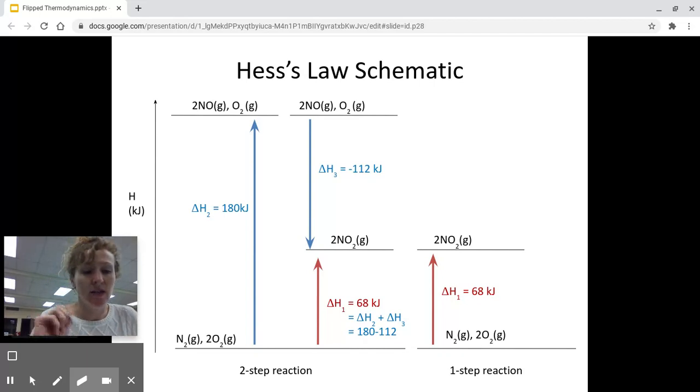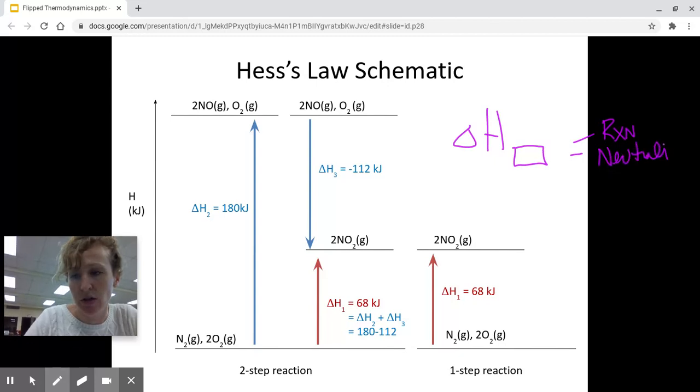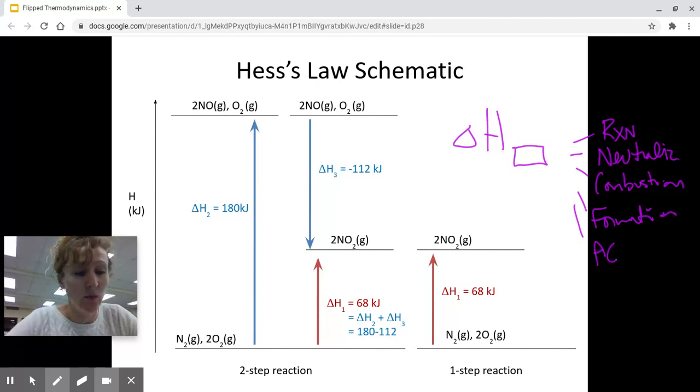Before you do this, there's a couple things I want you to keep in mind. Thing number one is, remember how we talked in the beginning about how the subscript is really important? Delta H subscript. That subscript can be a whole bunch of things. That subscript can be reaction. That subscript can be neutralization. That subscript can be combustion. That subscript can be formation. You're going to see one for AC in one of these activities, which is atom combination. So that tells you what kind of reaction you're dealing with.